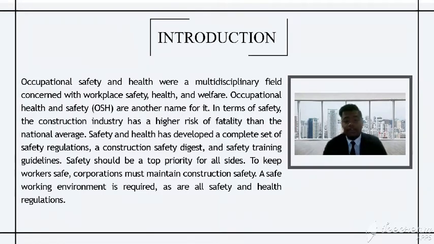In terms of safety, the construction industry has a higher risk of fatality than the national average. Safety and health has developed a complete set of safety regulations, a construction safety digest, and safety training guidelines. Safety should be a top priority of all sites. To keep workers safe, corporations must maintain construction safety. A safe working environment is required, as are all safety and health regulations.